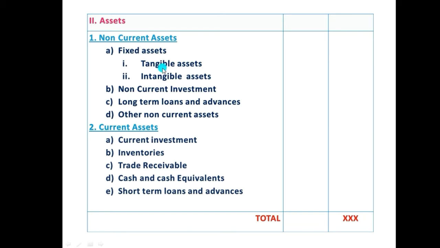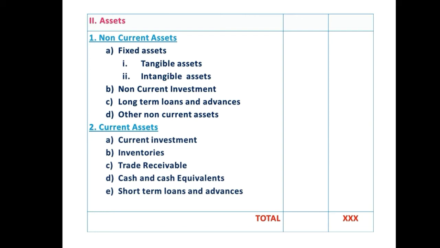Tangible asset means the asset which we can see, which we can touch, which we can feel, and we can sell it and convert into money, called tangible assets. Examples are land and building, machinery, furniture, etc. An intangible asset means the asset we can't see, we can't touch, but we can feel, and we can even convert into money. For example, goodwill, patent rights, copyrights, all those things are in the intangible asset category.